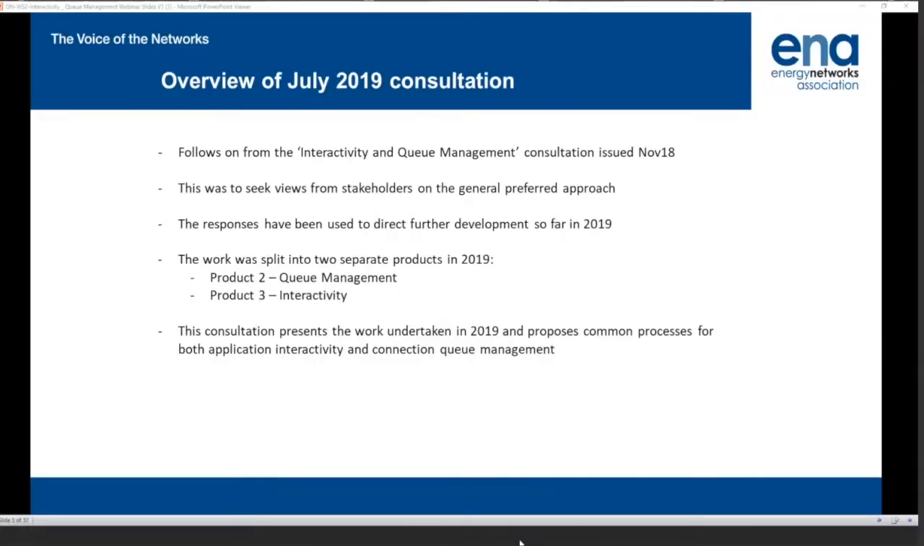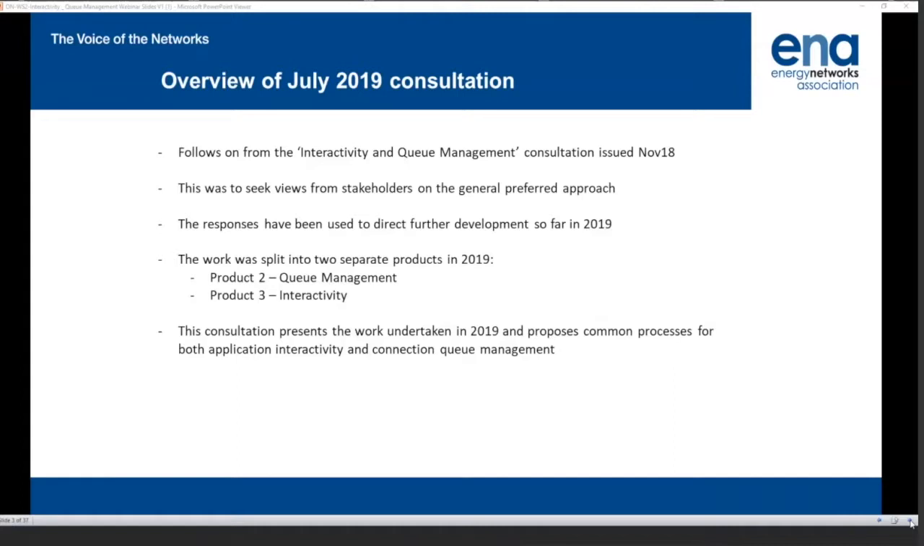2019. So in 2019, we split the product into two separate bits. So we've got product 2, which was distinct queue management, which Michael will go over later, and then product 3, which I've been leading on, which is interactivity, and we'll explain what we mean by those things in just a while. And basically the consultation that we launched back in July presents the work that we've undertaken in 2019 and is proposing some common processes for both application interactivity and for connection queue management.